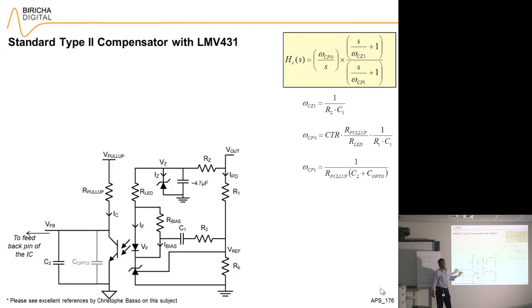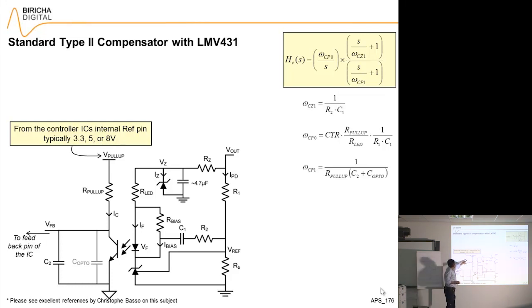Again, there are some excellent references by Christophe Basso on how this whole thing works. You've got the transfer function. You know the position of the zero. You know the position of the pole at origin. And you know the position of the second pole. So you can pretty much calculate everything. When you decide on the position of the pole at origin, the position of the zero, and the position of the second pole, all you have to do is stick them in these equations and you end up with component values.